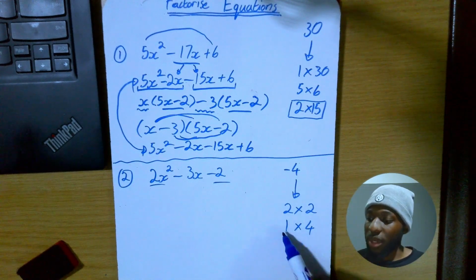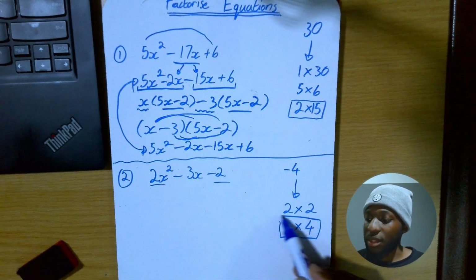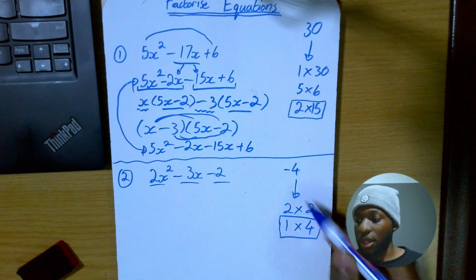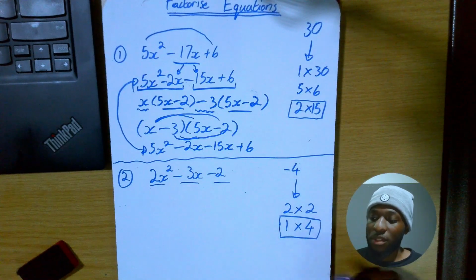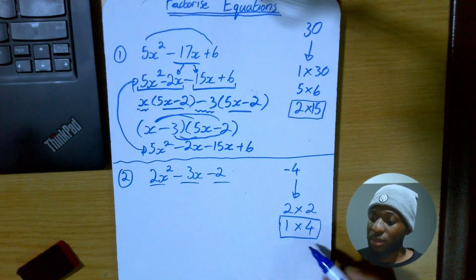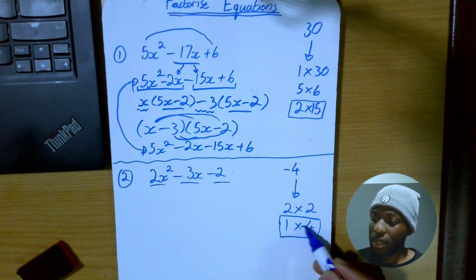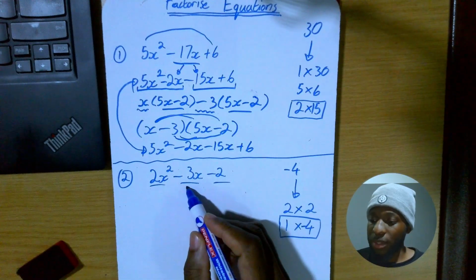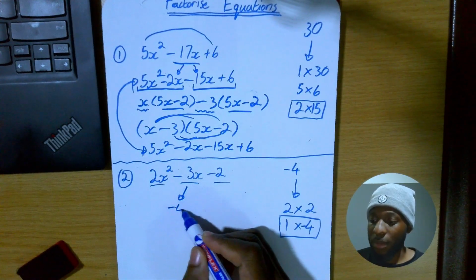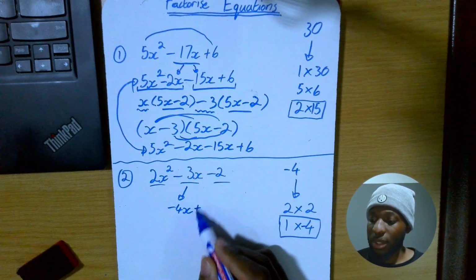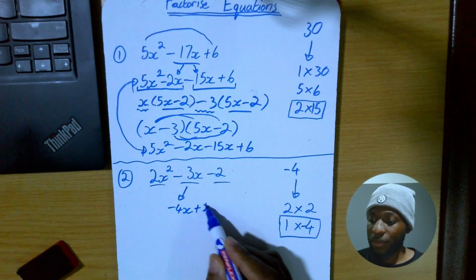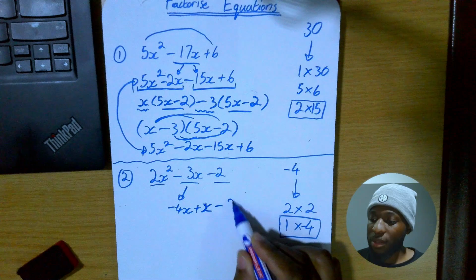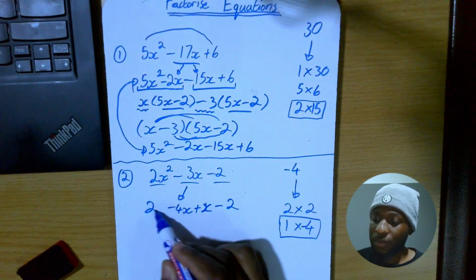Now we'll pick the numbers that can lead us to 3x, and that's 1 and 4. Since we have a negative 4, one of them needs to be negative. In this case, the bigger number should be negative. So we'll write it as follows. We'll have minus 4x plus x. 1x is just the same as x, then minus 2 and 2x squared.